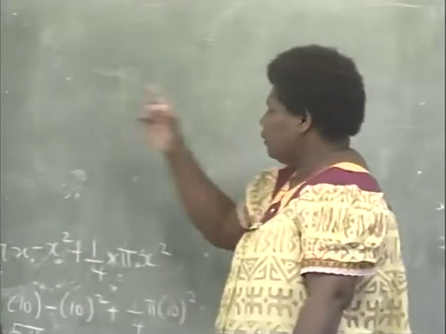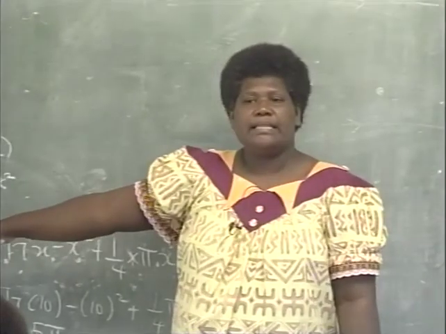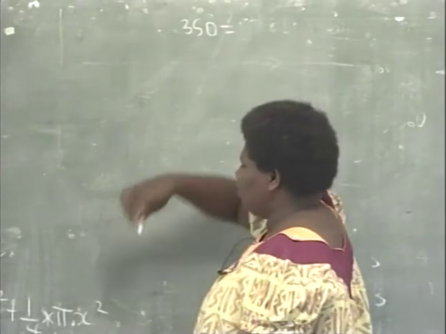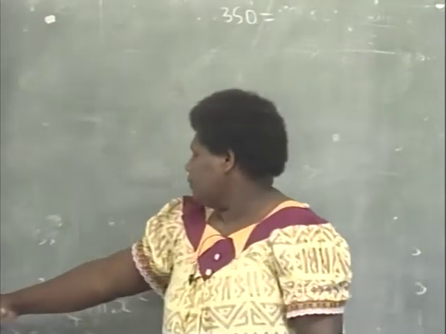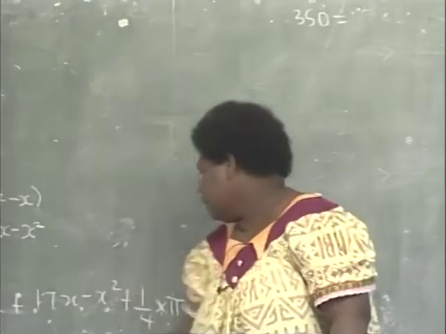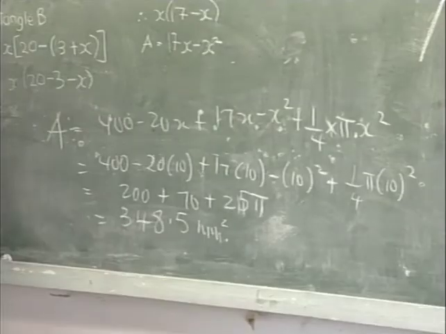The final one says, what is the value of x that will give a total area of 350 square millimeters? Because this is the total area, I will have to replace A by 350. So 350 is equal to, I can collect like terms here. 400 is the only number there, so 400 minus 20x plus 17x is negative 3x.